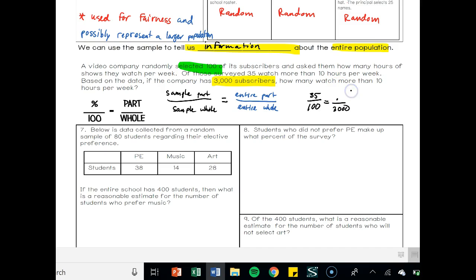So we can change that question mark into our good old friend the variable x, and then we just cross multiply and solve. So 35 times 3,000 equals 105,000, and 100 times x equals 100x. So one-step equation where I see multiplication, so therefore I just divide both sides by 100 to solve, and x is equal to 1,050. So out of 3,000 subscribers, 1,050 of them would go ahead and watch more than 10 hours of TV.